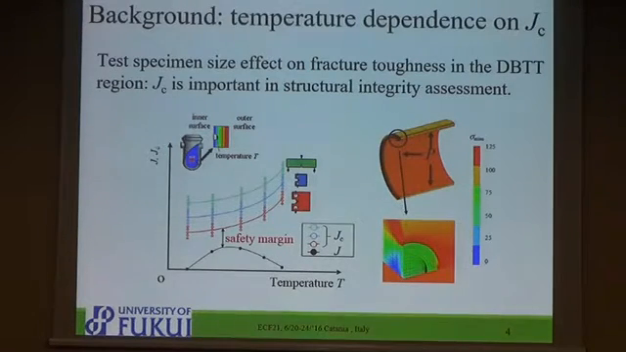Predicting the test specimen size effect on fracture toughness in the ductile-to-brittle transition temperature region, denoted as JC, is important in structural integrity assessment. Considering the large scale and the test specimen size dependence on JC, an efficient method to predict JC of full-sized specimens from that of miniaturized specimens has been of interest to engineers and researchers.